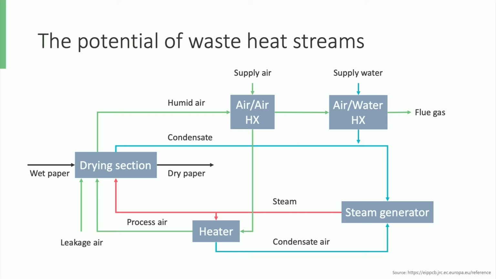Here, heat in the form of steam is added to the drying section to evaporate water out of the paper. The evaporated water is absorbed by the hot air flowing over the wet paper and is vented towards the flue stack. The added steam condenses and it transfers its energy to the wet paper. The resulting condensate is returned to the steam generator.